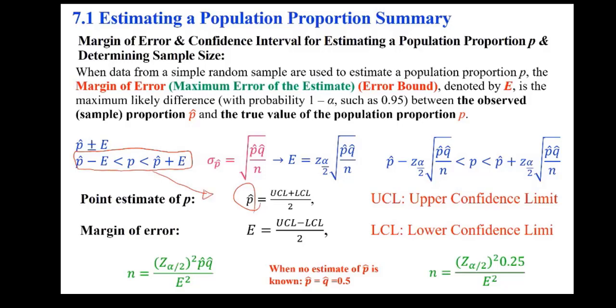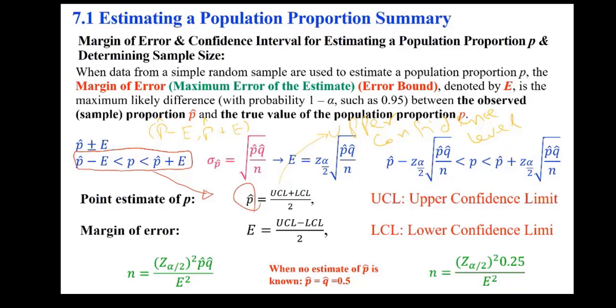The interval is P hat minus E to P hat plus E. Now the endpoints may or may not be included, so you can use brackets or parentheses. But more importantly, notice the endpoints, P hat minus E and P hat plus E. UCL means upper confidence limit, so the upper confidence limit is P hat plus E. The lower is P hat minus E. If you add them up and divide by 2, it gives P hat. If you subtract them and divide by 2, it gives you the margin of error E.